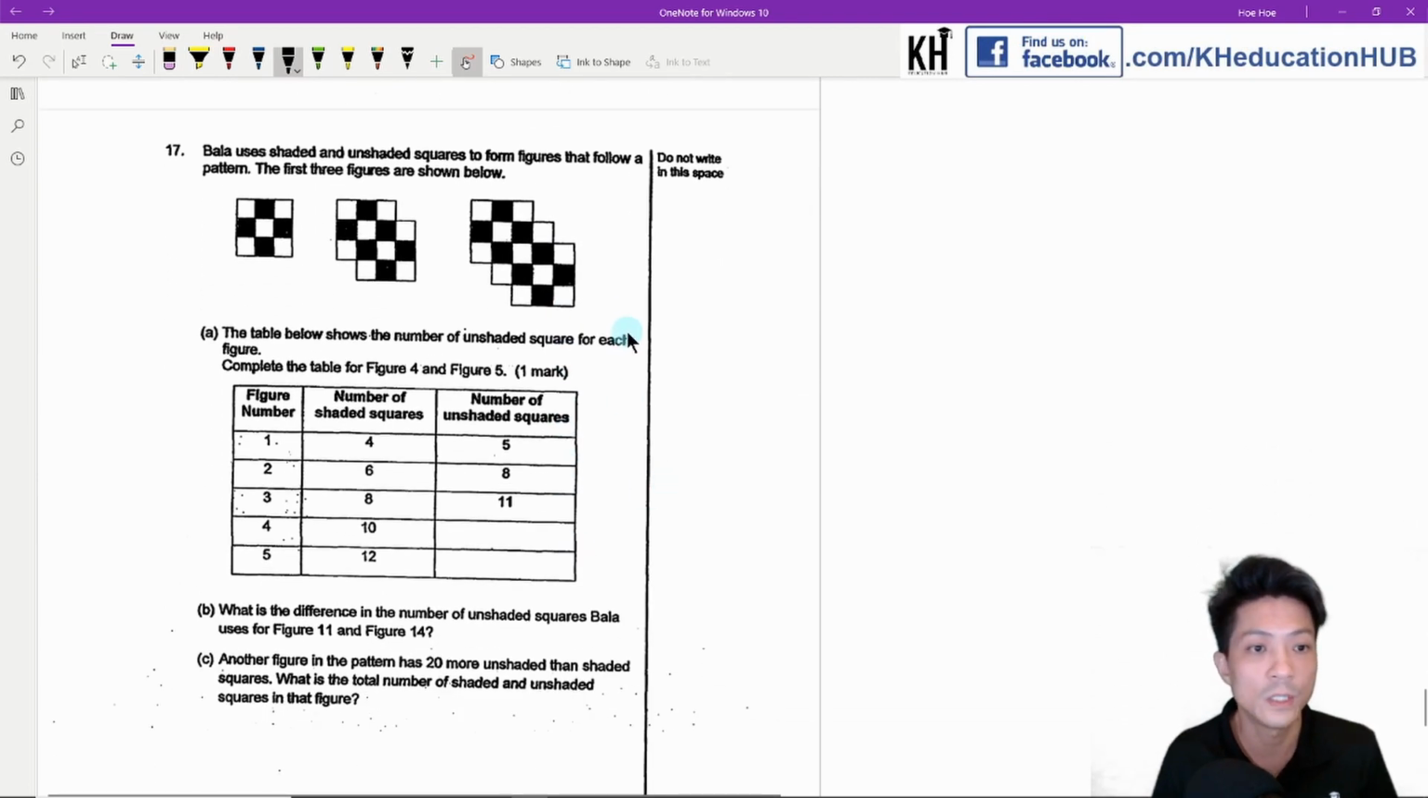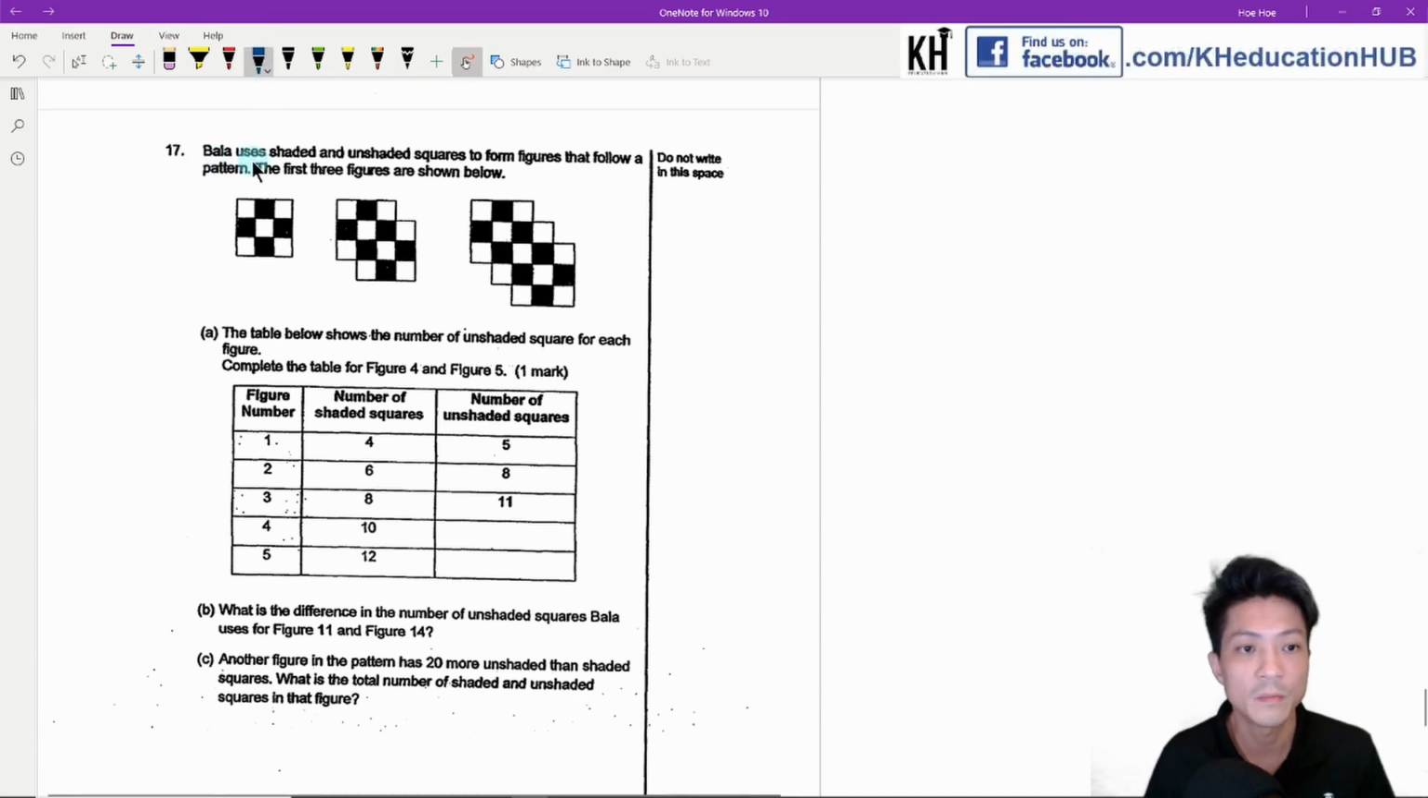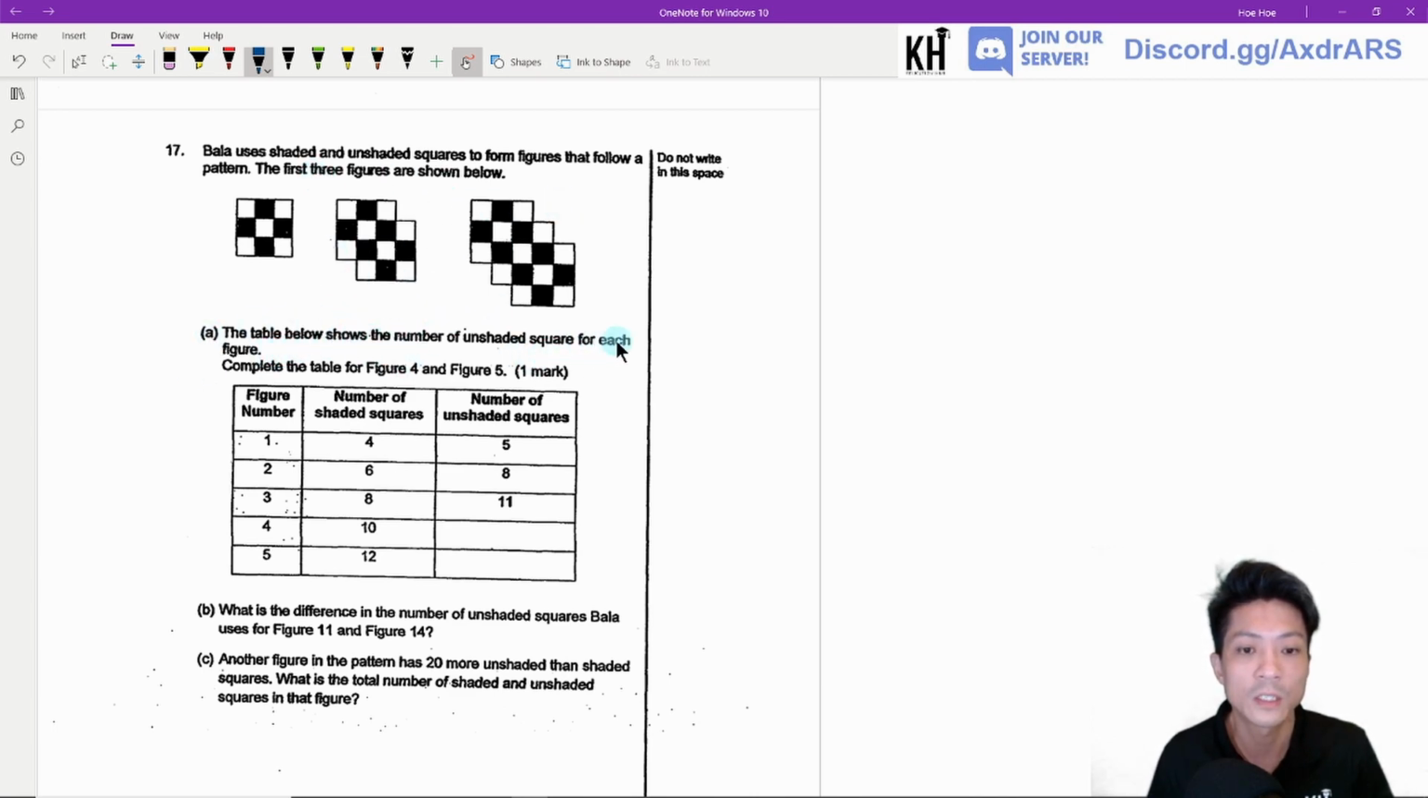Okay, I removed question 16 because there's some problems with the diagram. So let's move on to question 17. Okay, question 17. Bala uses shaded and unshaded squares to form figures that follow a pattern. The first 3 figures are shown below. The table below shows the number of unshaded squares for each figure. Complete the table for figure 4 and figure 5.